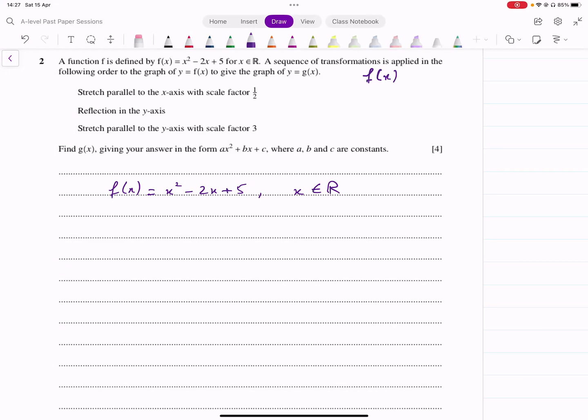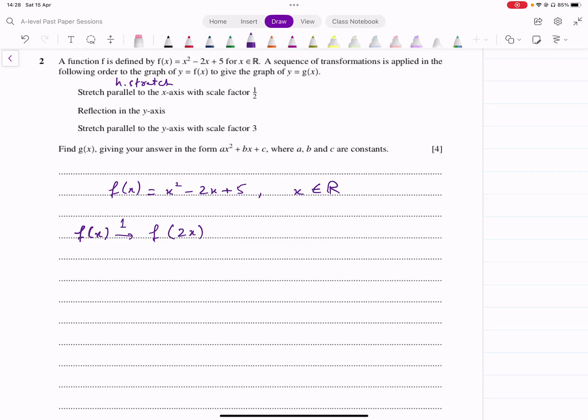Let's do it this way. The first thing that's happening is you have stretch parallel to the x-axis. That means this is horizontal stretch. So function के अंदर कोई change हो रहा होगा. Stretch से multiply करते हैं. Function के अंदर आप multiply करोगे किस चीज के साथ? First step में horizontal stretch में आप function के अंदर क्या करोगे? 1/2 scale factor है, आप 2 से multiply कर दोगे अंदर. That's the first thing done.